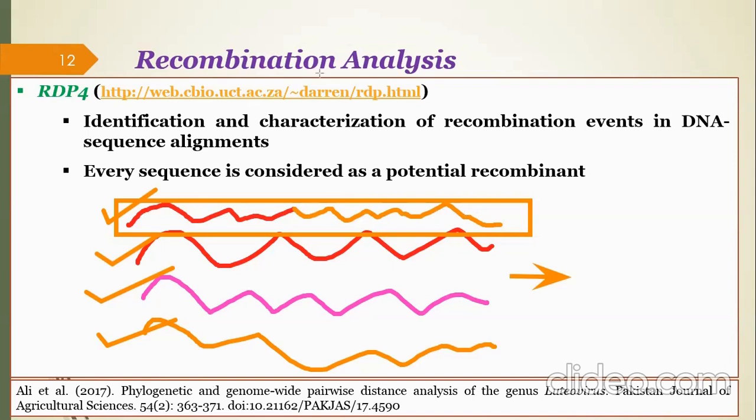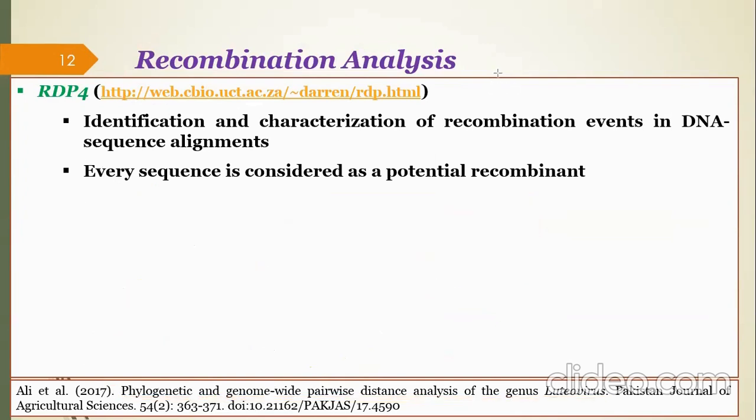And if you want to check the detail, this is actually my paper, the phylogenetic and genome-wide pairwise analysis of the genus Lithivirus. In this paper, I did genome-wide pairwise distance analysis, and the RDP4 recombination analysis has been done in this paper. So you can go and check the detail, and you can identify how recombination could occur, and you can predict the recombination in different sequences.